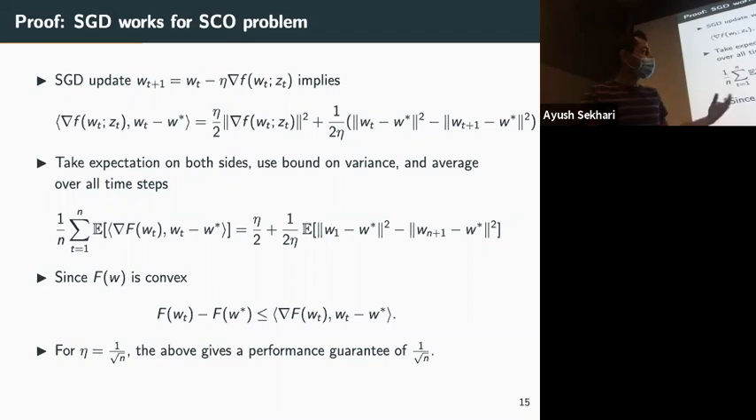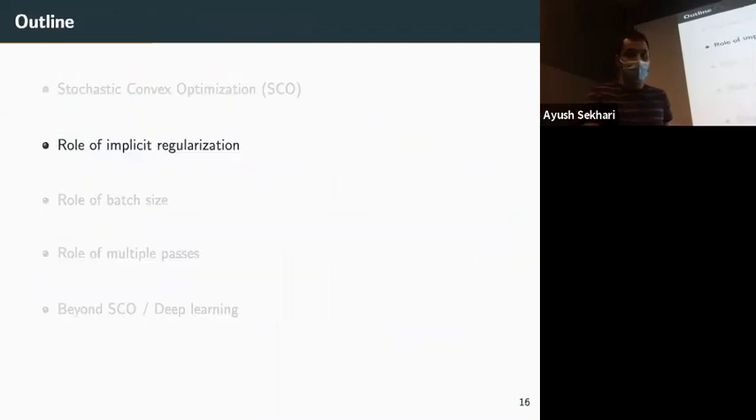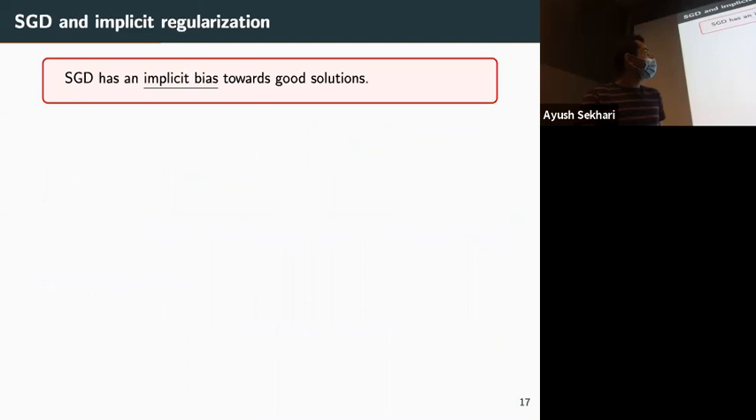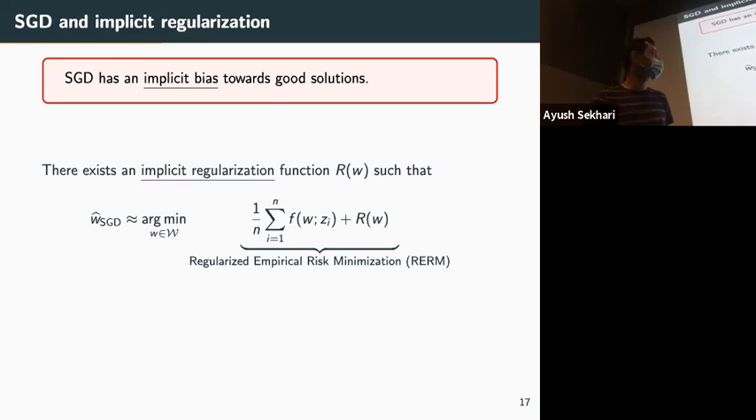Now, this is all for the convex case. In general, for explaining the success of SGD in practical problems, one popular theory is that of implicit regularization or implicit bias. The belief is that for problems where SGD succeeds in finding a good solution, it has an implicit bias that drives it towards these good solutions. And this implicit bias is captured by the idea of a regularization function.